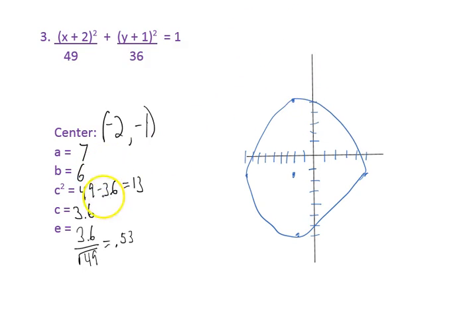And now, before you put in your focus points, you have to decide, is it a horizontal or a vertical? Since A is bigger than B, this one is horizontal. It's the first one we've done that's horizontal. So our focus points will be left and right. 3.6 from the center. So from the center, count 1, 2, 3, and a little bit. And then back 1, 2, 3, and a little bit. And there's your focus points.